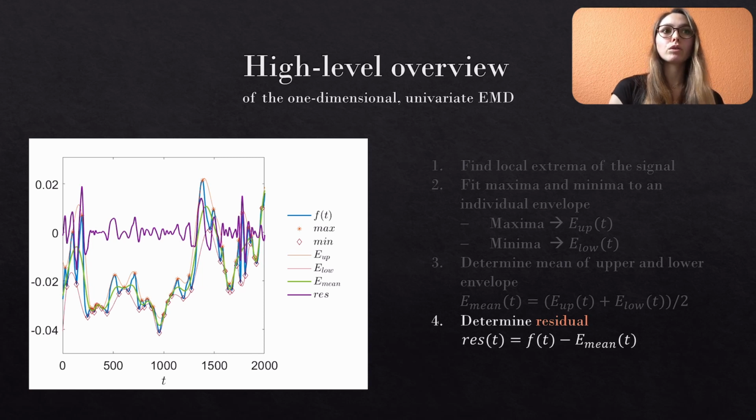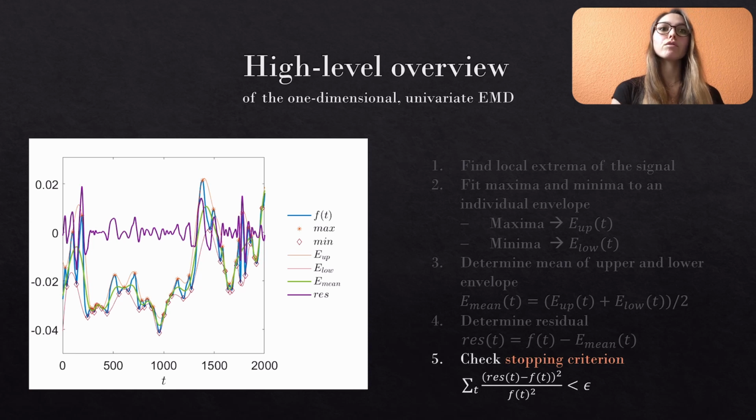To decide that, we use a stopping criterion. In the original version of the EMD, the stopping criterion is essentially a standard deviation, which considers the squared difference between the original signal f of t and the newly obtained residual normalized by the squared signal f of t. The values are summed over all time steps t, and the resulting single outcome is compared to a threshold value, which we here call epsilon. We won't go into detail about this threshold, but usually epsilon is in the range of 0.2 to 0.3.